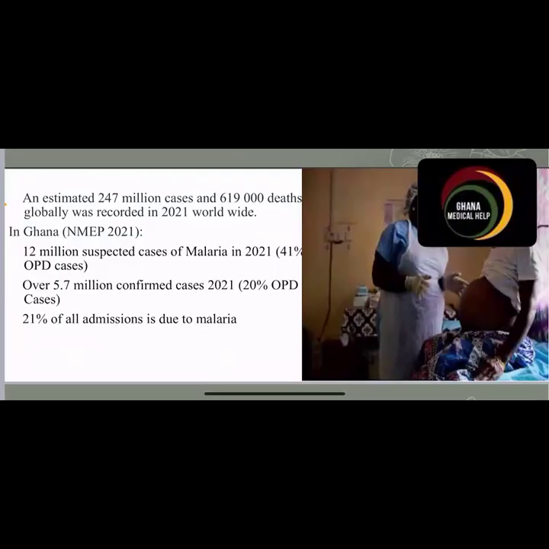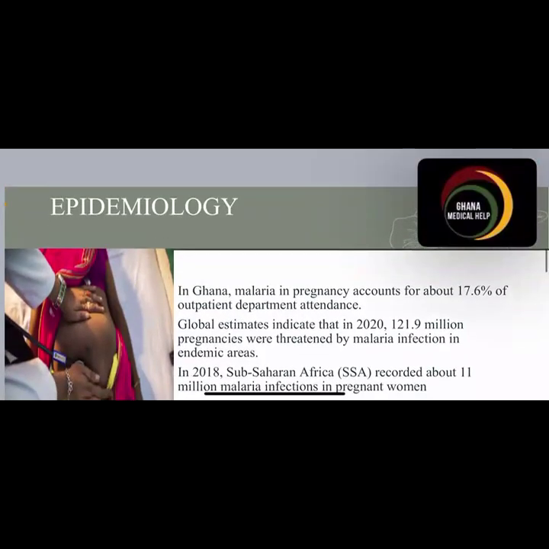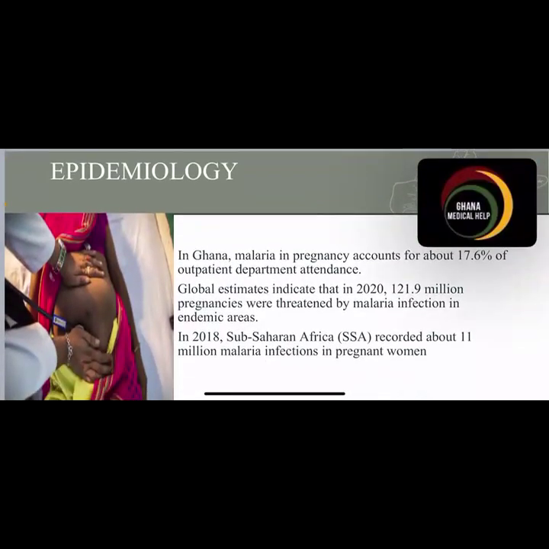Then, according to the Ghana National Malaria Elimination Program, 12 million suspected cases of malaria were recorded in 2021, 41% of OPD cases, and over 5.7 million confirmed cases in 2021 were also seen, 20% of OPD attendance. You can imagine the number of malaria cases we are getting at the OPD. If you go to most of the district hospitals, especially within this period, you get to realize that the number one issue at the OPD is usually malaria.